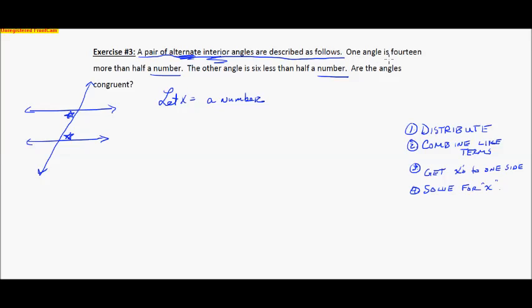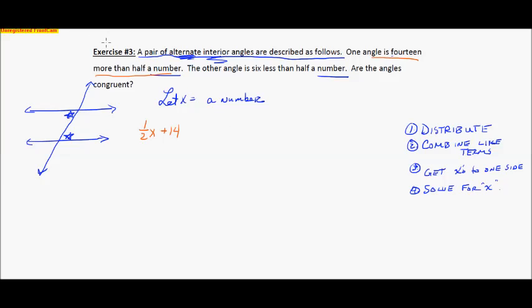One angle is 14 more, so I'm going to be adding 14. I'm going to turn over to red here so I can make that a little different. One angle is 14 more than half a number. This is a number, this is my x. So I'm going to take half of that number and make it 14 more than that, because that's what they said up here, 14 more. So I'm going to add 14.